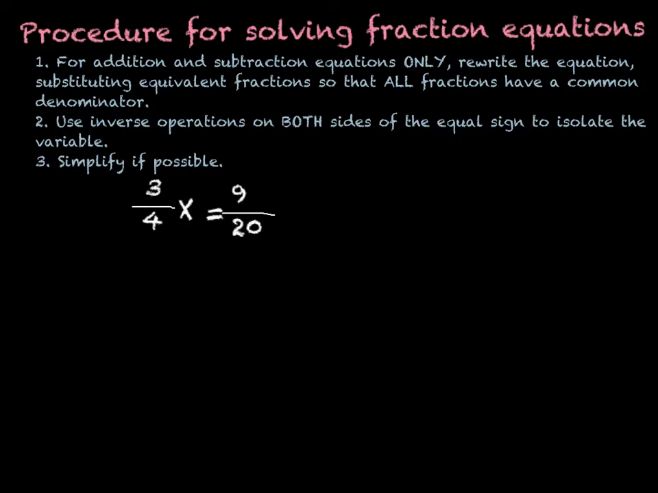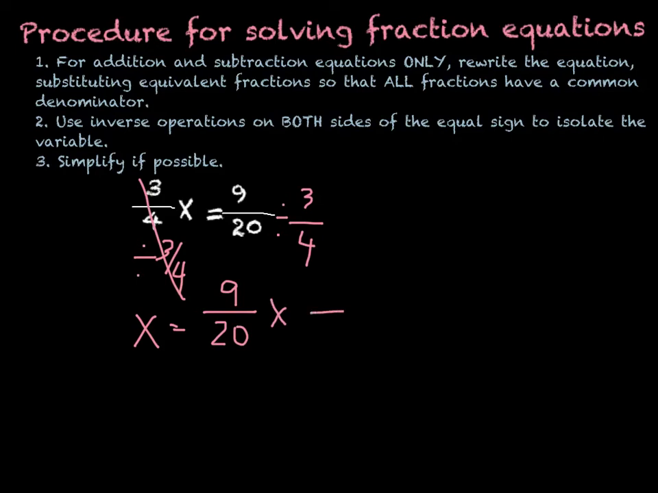What I am going to do, though, is go on to step 2, which tells me to use the inverse operation. So if I had multiplication, I'm going to divide by 3/4 and divide here by 3/4. These will then cancel out, so I'll be left with x equals, what I have to remember here though is that 9 over 20 divided by 3/4 means I need to multiply by the reciprocal. I need to flip it. So I'm going to multiply by 4 over 3.